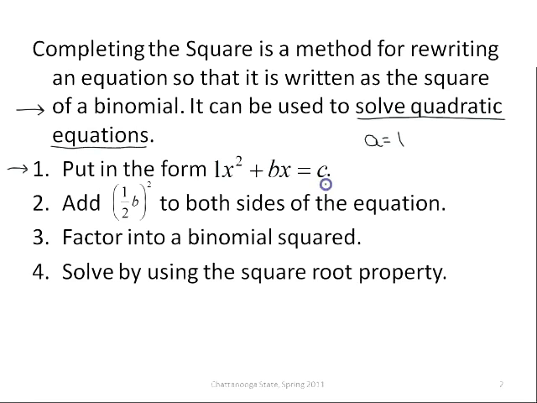And once we get it in this starting form, we want to take half of b and square it. And then we'll add that to both sides of our equation. That will give us the one side, the polynomial, will then factor into the square of a binomial so that we can solve it using the square root property.